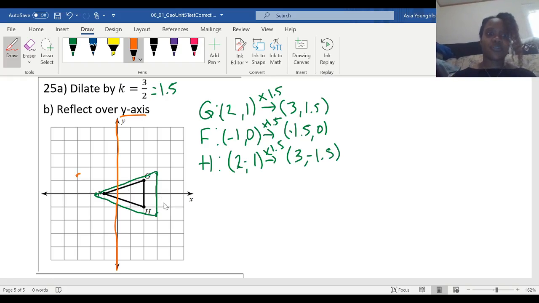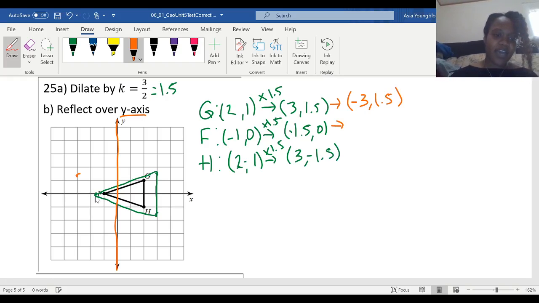So basically G is 3 away from the line of reflection, so we have to go 3 away from the line of reflection, 3 to the right, so we go 3 to the left for our new G. So that new point for G is going to be negative 3, 1.5.